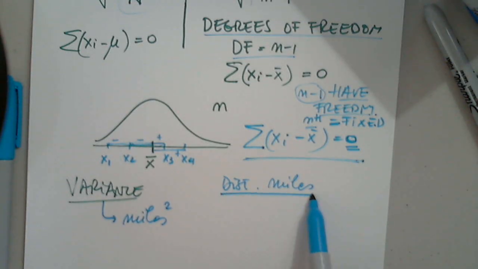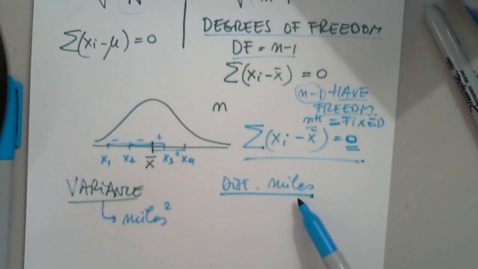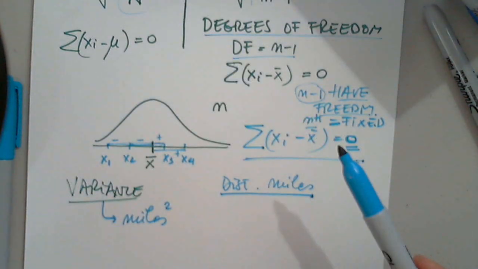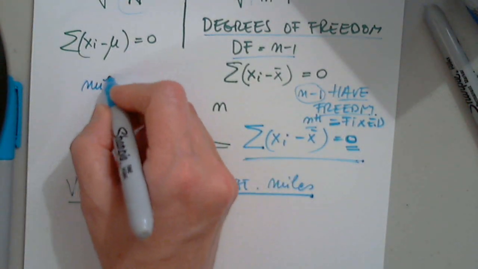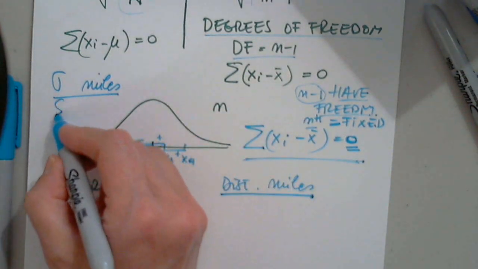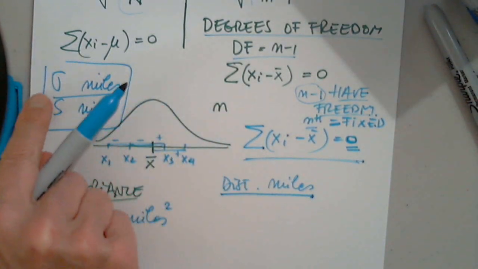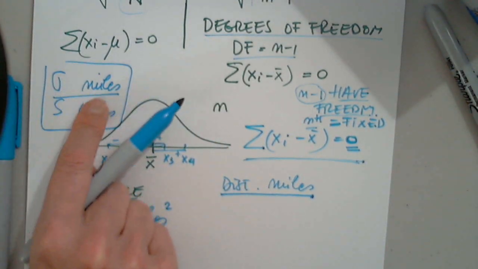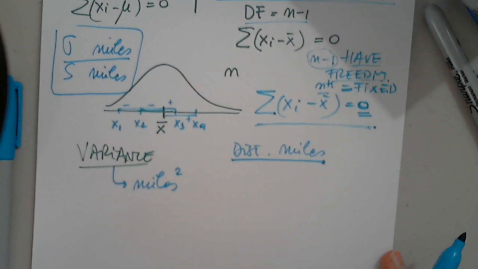If we're talking about distance, the standard deviation will always have the same measurement unit as the observations. Here, if I talk about distance, this is in miles. So sigma in miles, S in miles. So the standard deviation for the sample and the population standard deviation will be in the same measurement unit as every observation that I have in the data set.